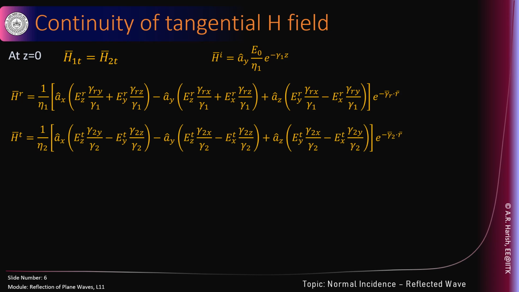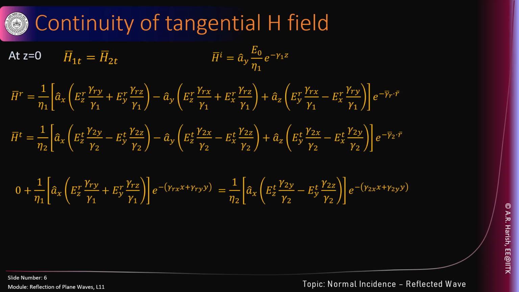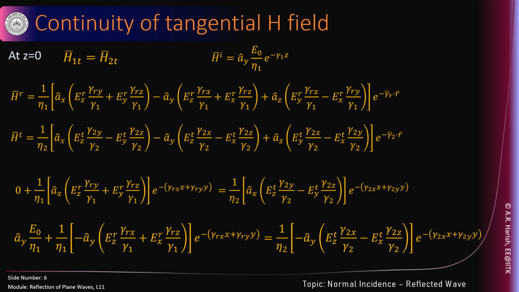So HR is known, HT is known. We write down the continuity of X component of the magnetic field. Therefore, I have 0 because incident field has no X component. Then the X component of HR equals the X component of transmitted H field, HT. So similarly, we can write the Y component. Now really take a pause and make sure these two equations are indeed correct. We have not made any mistake in these equations.